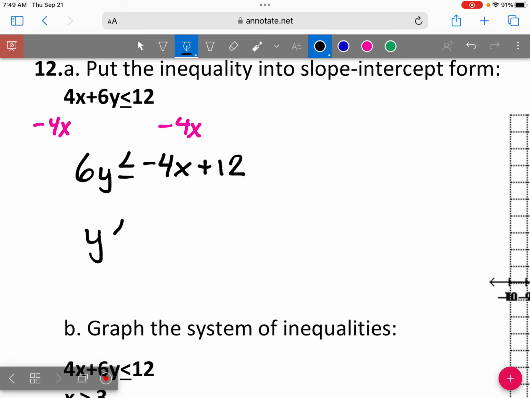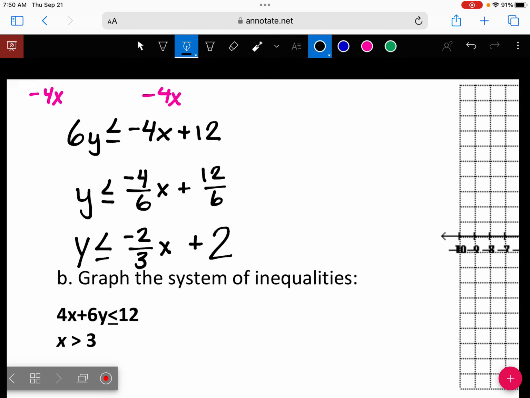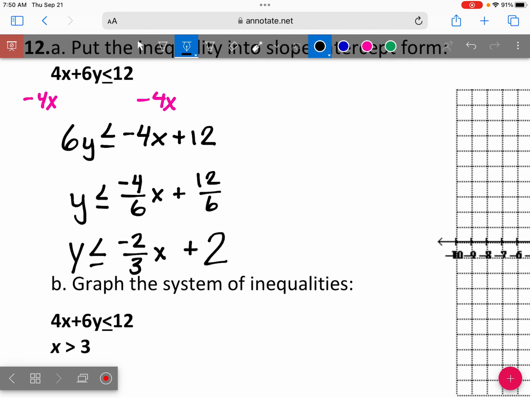Stay the same. Yep. Because I'm dividing by a positive number. It only changes when we divide by a negative. So we have negative 4 divided by 6x plus 12 divided by 6. And if you need to write that step out, that's totally fine. Y is less than or equal to negative 4 over 6, which simplifies down to 2/3 x plus what is 12 divided by 6? 2. So step 1 was to solve it into slope-intercept form.